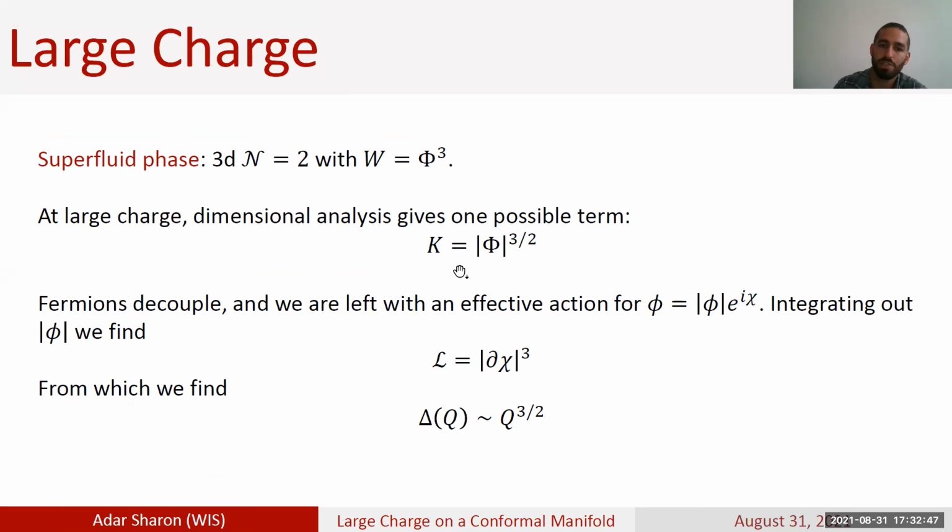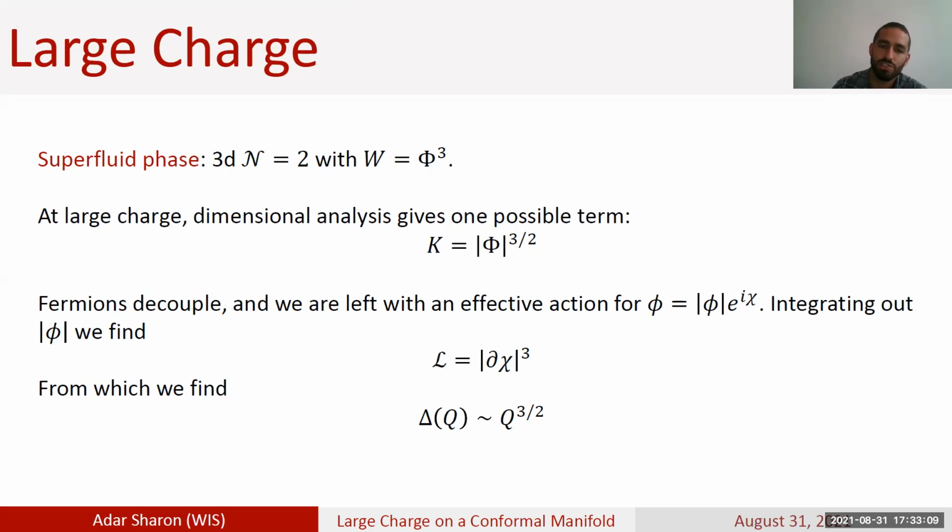Dimensional analysis just gives us one possible term at leading order. This is just the scalar potential with phi to the 3 halves. Writing this in terms of the components of bosons and fermions, we find that fermions decouple and the absolute value of phi decouples. And the only thing left over at small energies is this Goldstone boson chi with the effective action (d chi)^3.